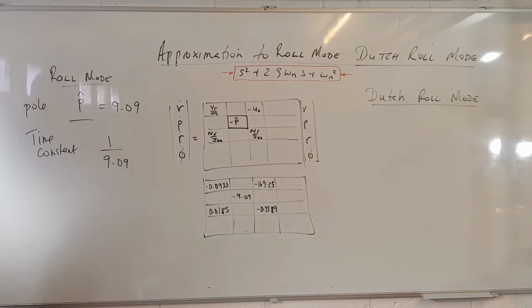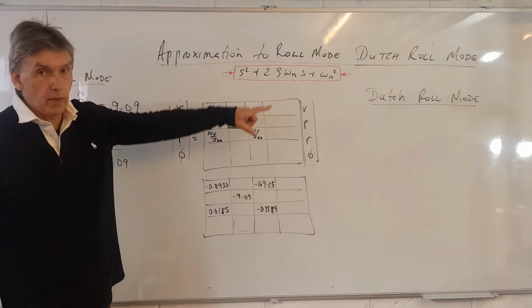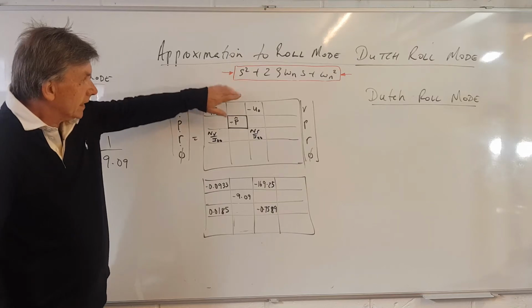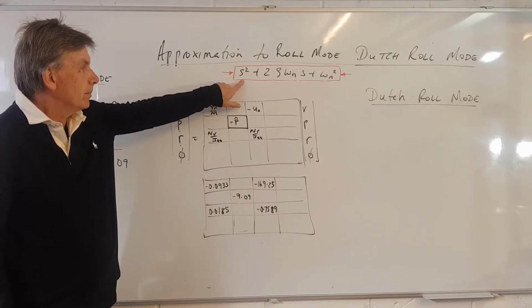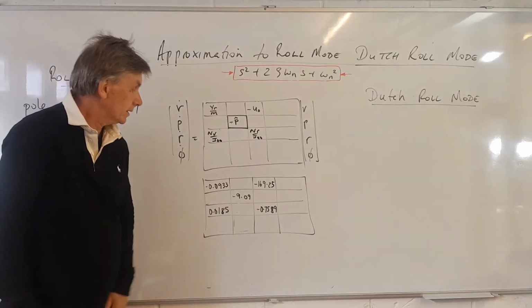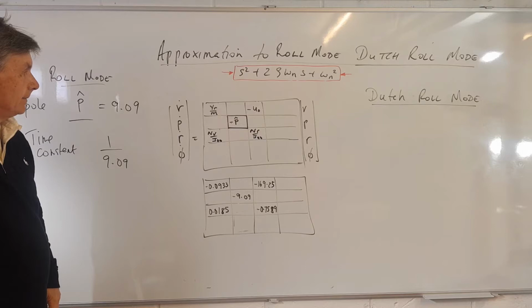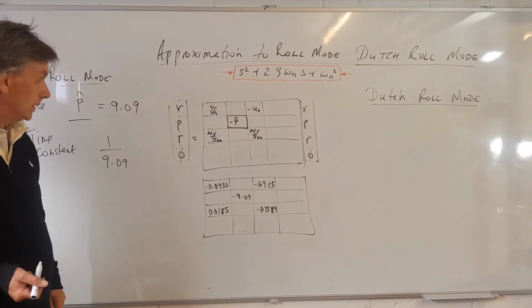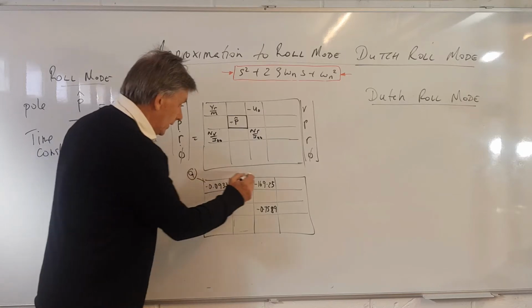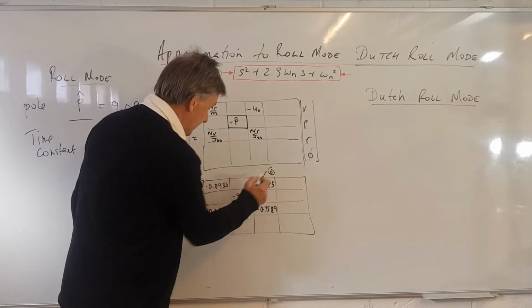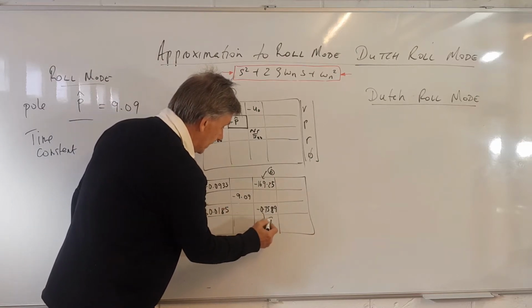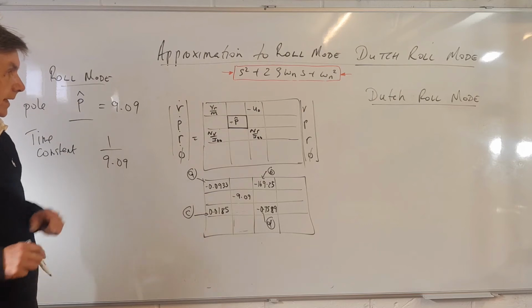So next one to move on to is the Dutch roll mode. Now the Dutch roll mode is a second order mode, so it's going to be modelled by this type of equation here. And we're going to use those 4 parameters to extract the Dutch roll mode. So this is quite similar to what we did in the previous example. So we could call that parameter there, say A, this one here B, that one there C, and that one there D. So we called those A, B, C, D.